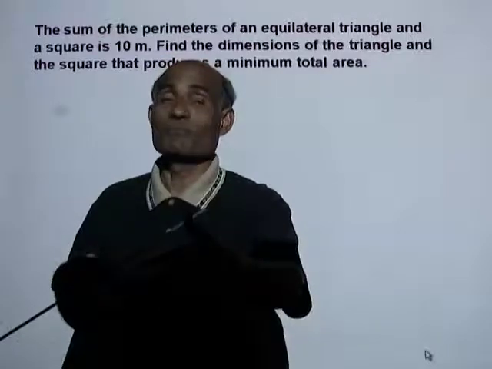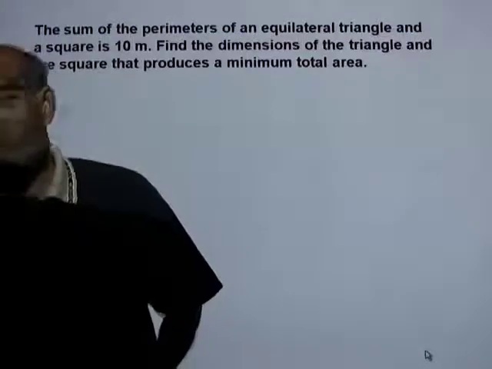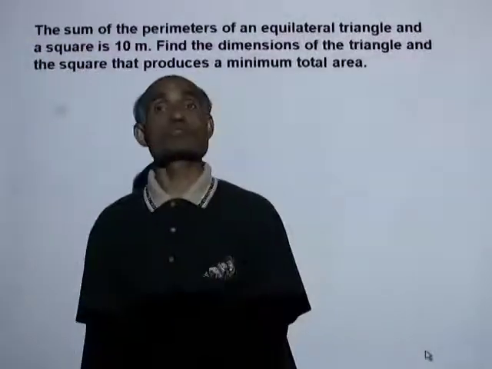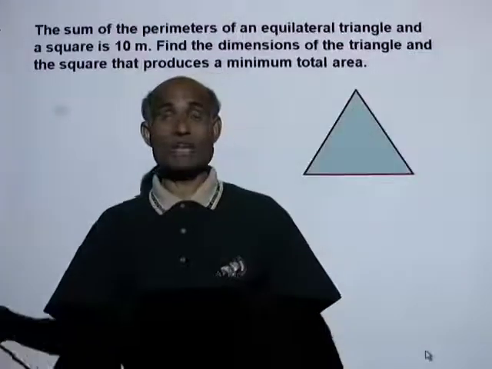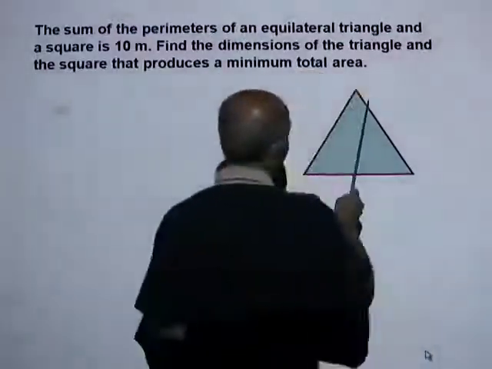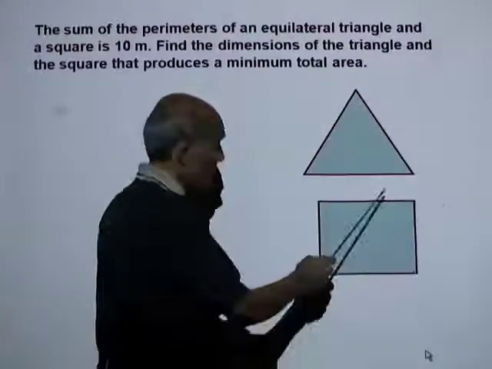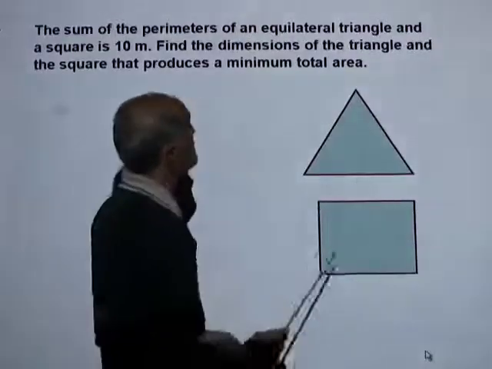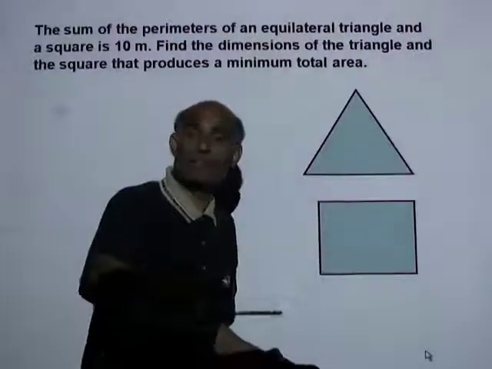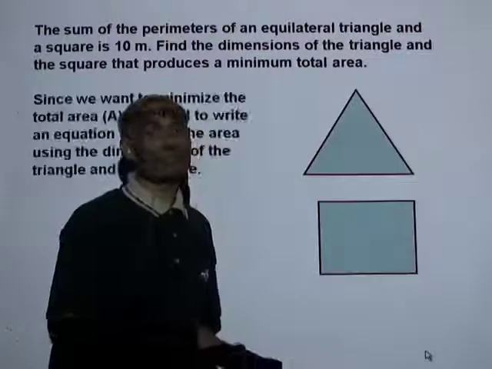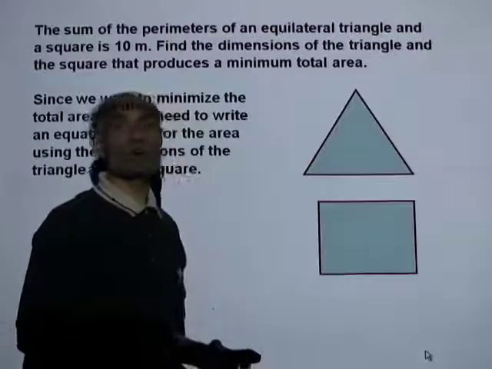What is the variable? Well, let's start by looking at what the variable should be. We've got an equilateral triangle, so we can start by saying let the side of the triangle be x. Is that right? And we have a square, and the side of the square can be another variable. But we need to deal with one variable. We will see that as we go on.